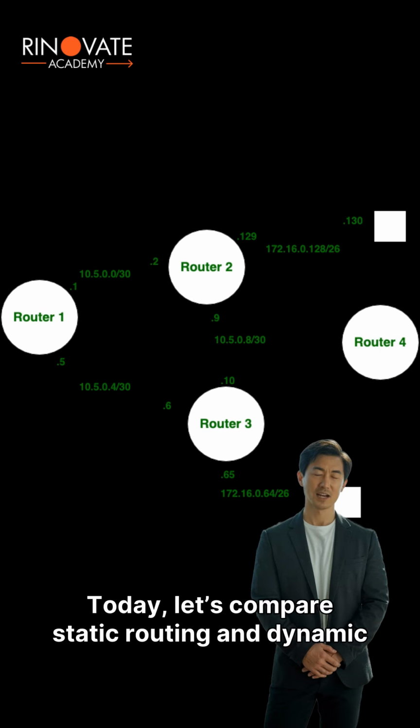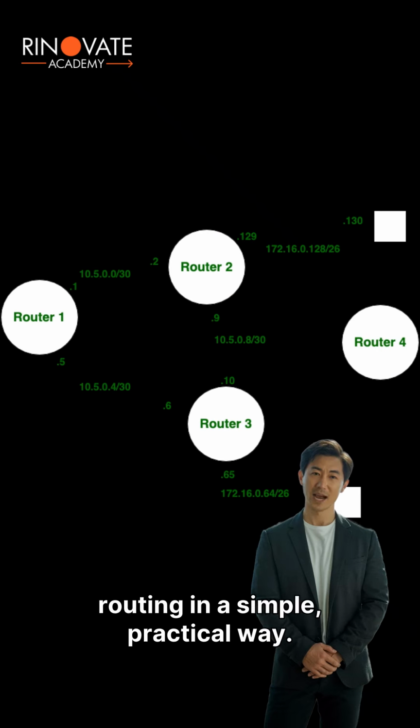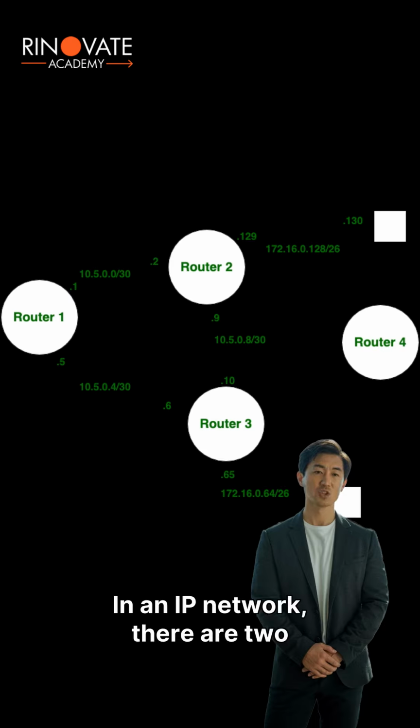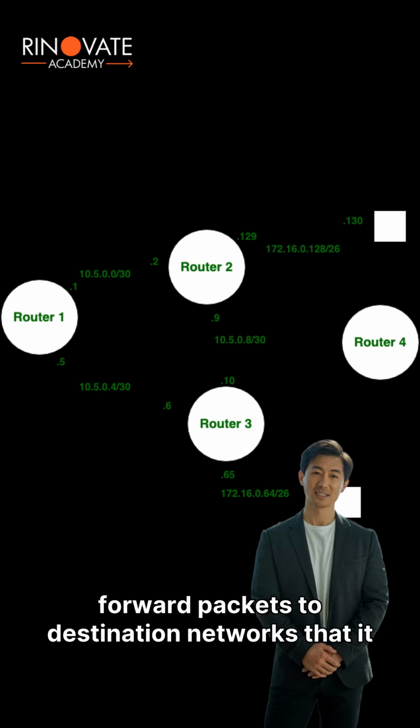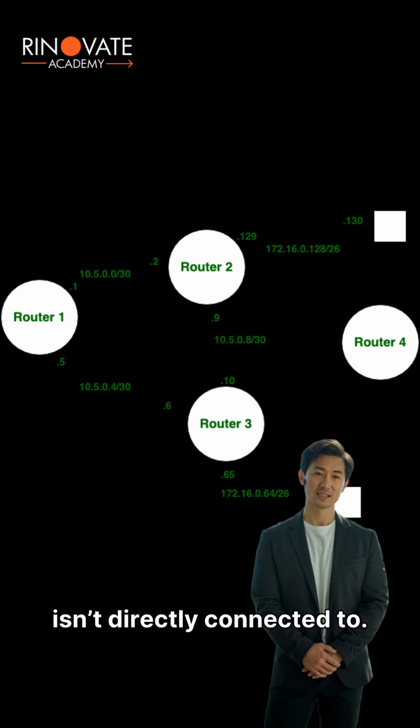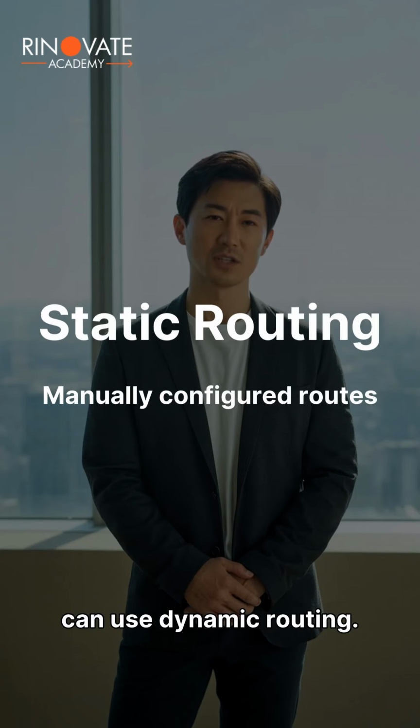Today, let's compare static routing and dynamic routing in a simple, practical way. In an IP network, there are two ways a router can learn where to forward packets to destination networks that it isn't directly connected to. It can use static routing, or it can use dynamic routing.